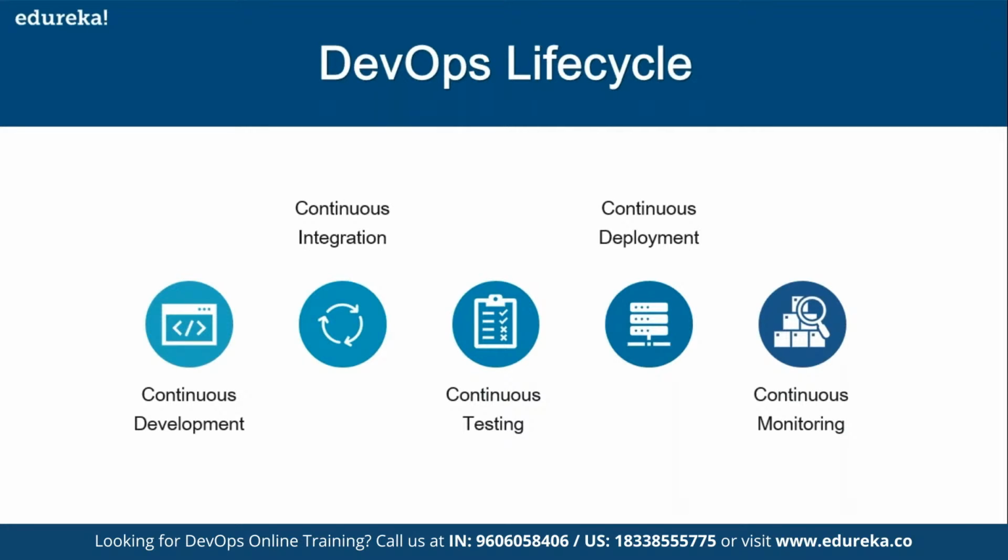Now, moving on to the third phase of the life cycle, that's continuous testing. This is the stage where the developed software is continuously tested for bugs and issues. For continuous testing, automation testing tools are used.